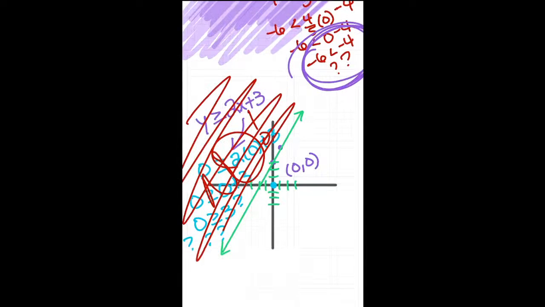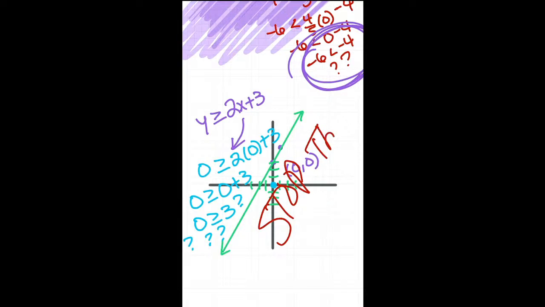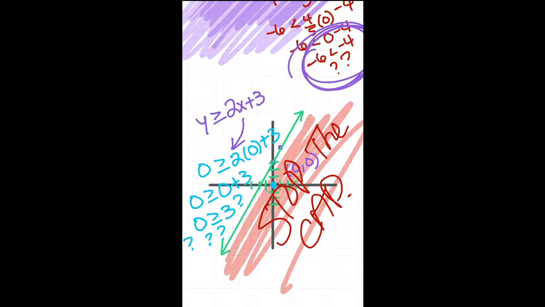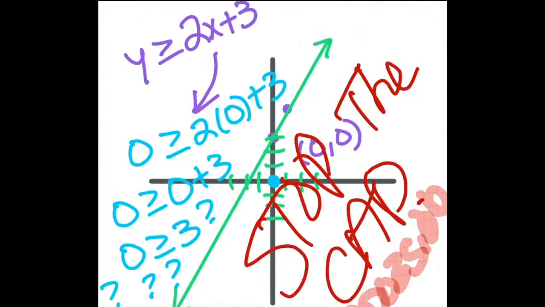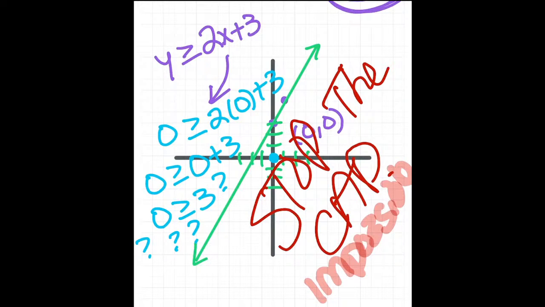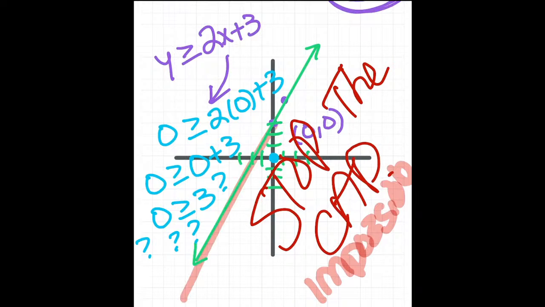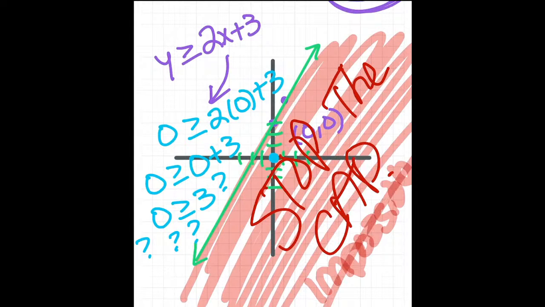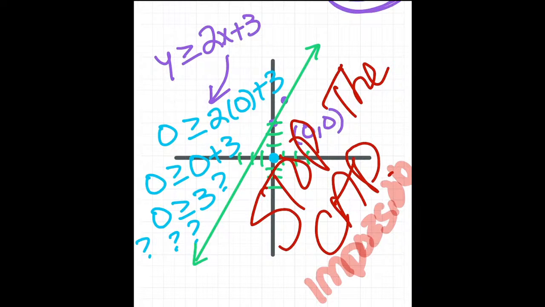Wait, I'm sorry. The answer cannot be down here. That is impossible. Here, I'll write it. Stop the cap. It's not down here, okay? Impossible, because 0, 0 did not prove true. And 0, 0 is beneath the line. If 0, 0 isn't true, nothing else in the same region is true. And this same region is beneath the line this time, so nothing beneath the line is true.